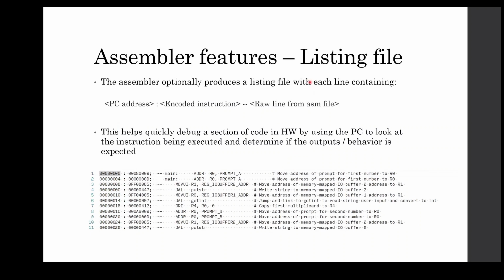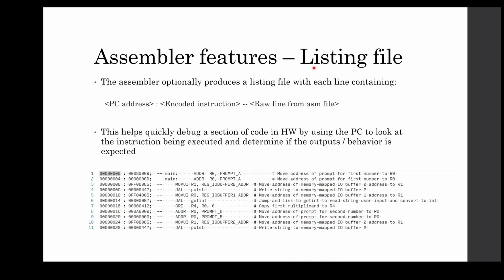Listing file. When we assemble a program using the PotatoChip assembler, an optional listing file is also generated. The listing file has the following format: a PC address in hex, colon, the encoded instruction at that address, and then the raw line from the assembly file which was translated to this encoded instruction.